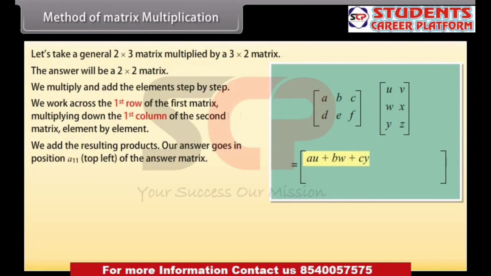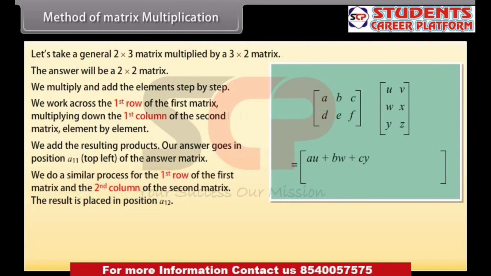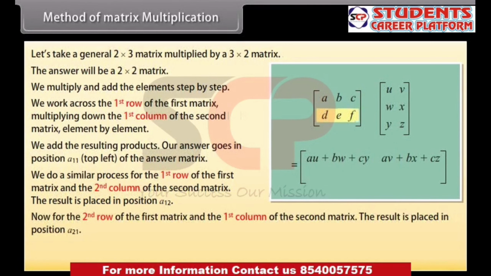Our answer goes in position A, 1, 1, that is top left of the answer matrix. We do a similar process for the first row of the first matrix and the second column of the second matrix. The result is placed in position A, 1, 2. Now, for the second row of the first matrix and the first column of the second matrix, the result is placed in position A, 2, 1.